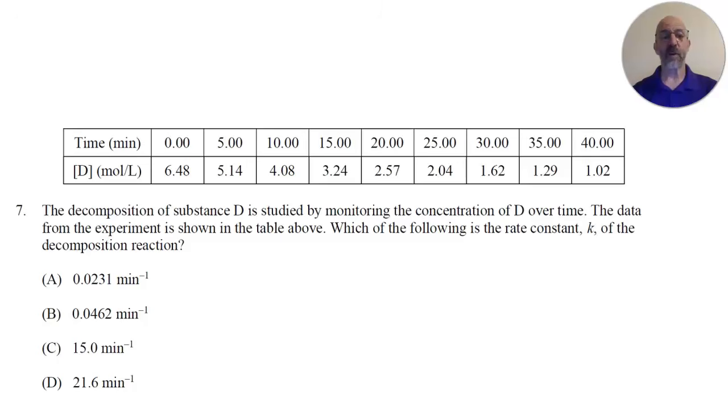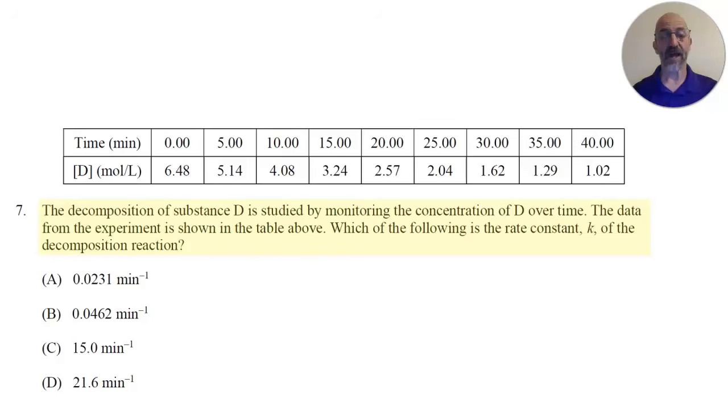In question 7, we are given a data table, and it says, the decomposition of substance D is studied by monitoring the concentration of D over time, and the data from the experiment is shown in the table above. Which of the following is the rate constant K of the decomposition reaction? We can see in the data table that we have concentration, which goes from 6.48 moles per liter all the way down to 1.02 moles per liter. And then we have the time, and it goes from 0 minutes to 40 minutes.